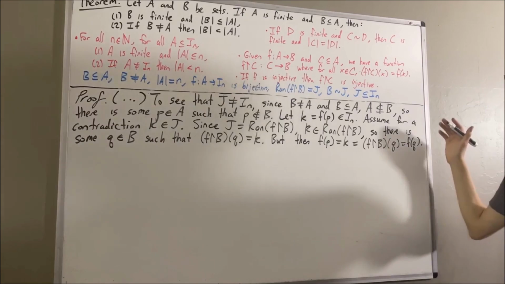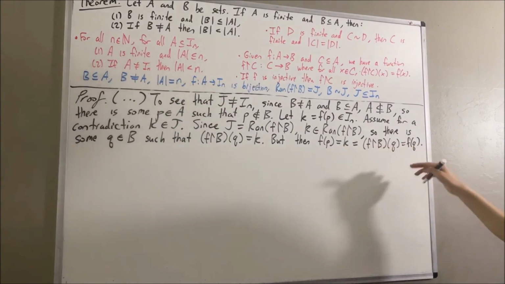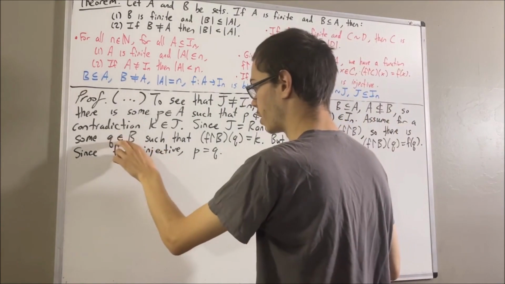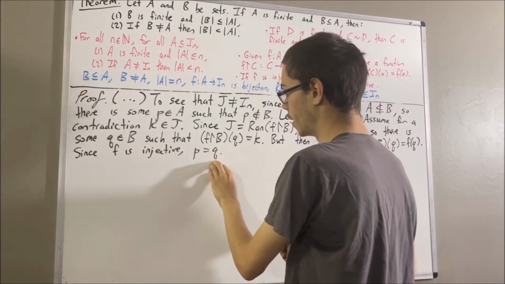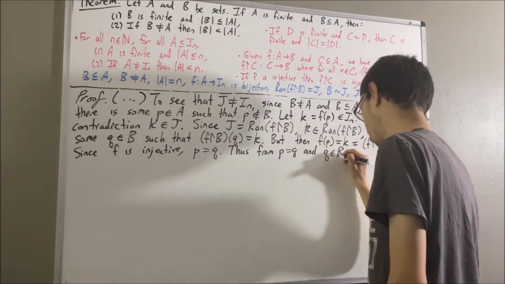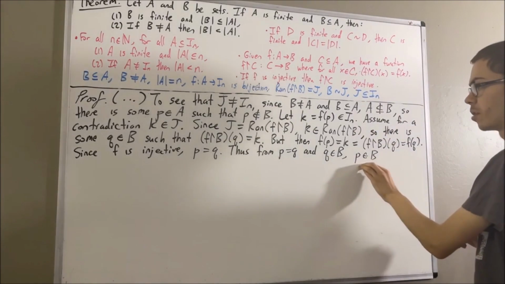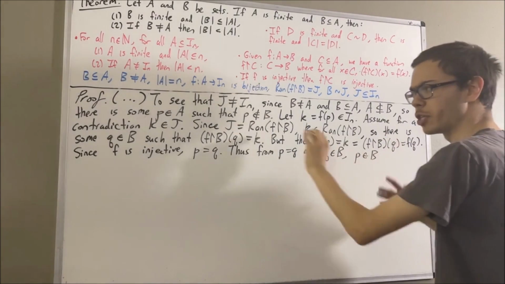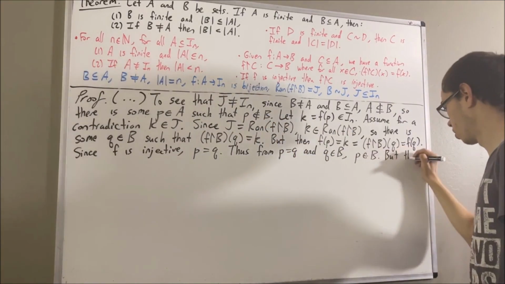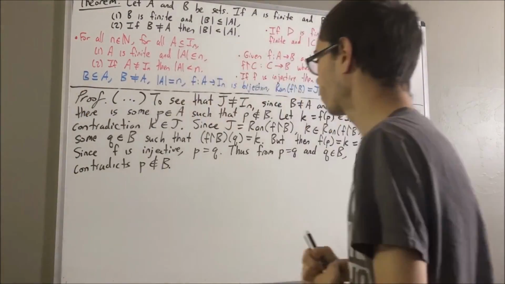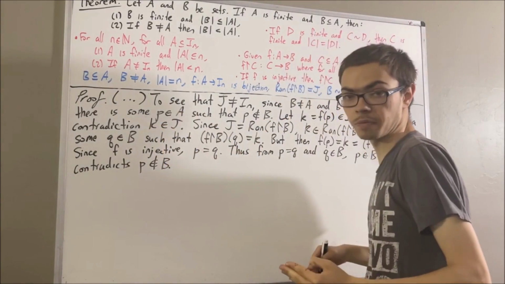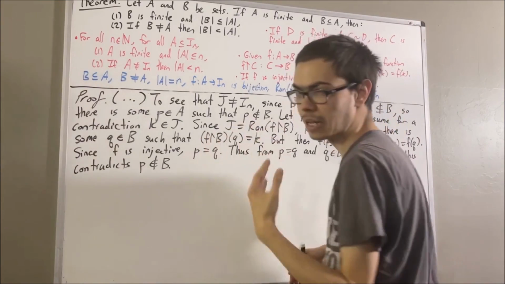So since f is injective, it follows that p is equal to q. And then, since q is an element of b, and p is equal to q, it follows that p is an element of b. So we have that p is an element of b, but this contradicts the fact that p is not an element of b. So we reach a contradiction. So our assumption that k is an element of j leads to a contradiction. So we must instead have that k is not an element of j.